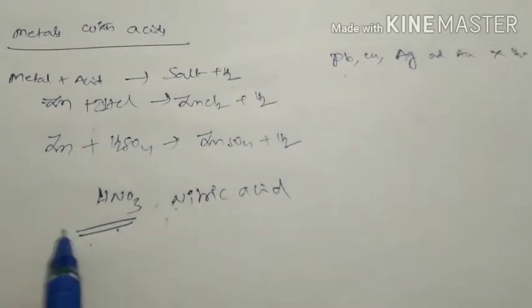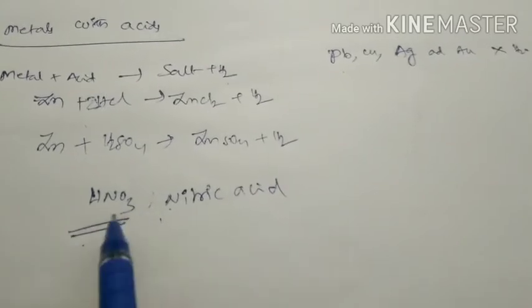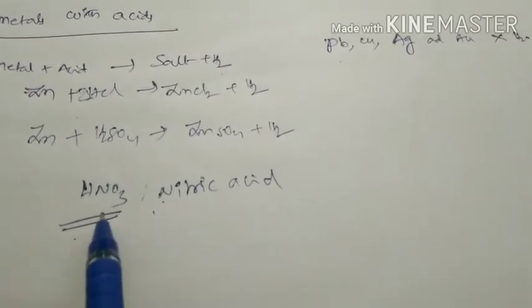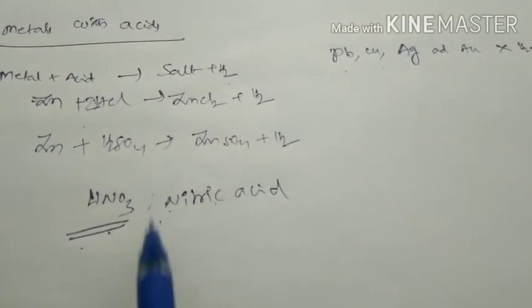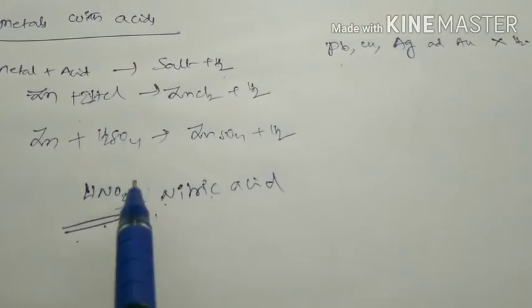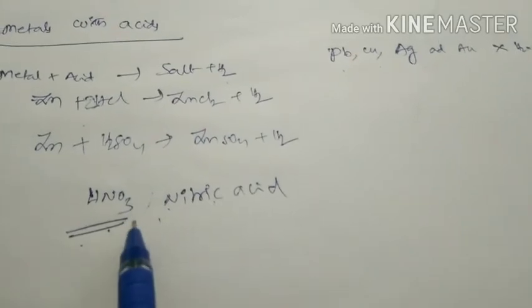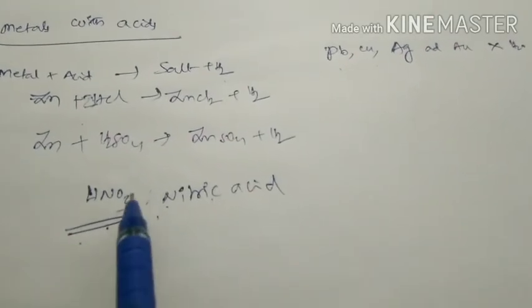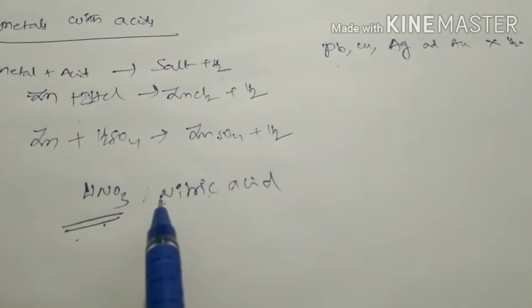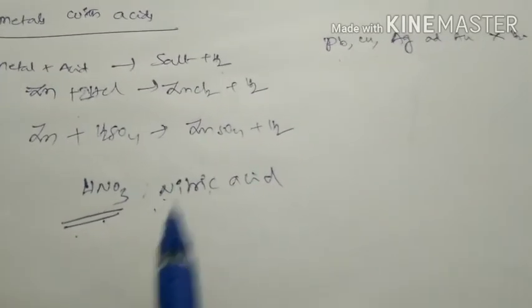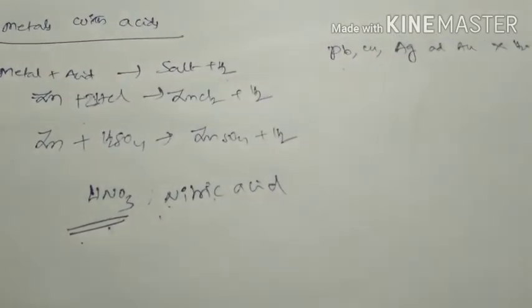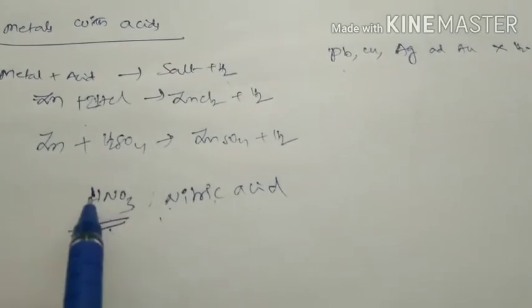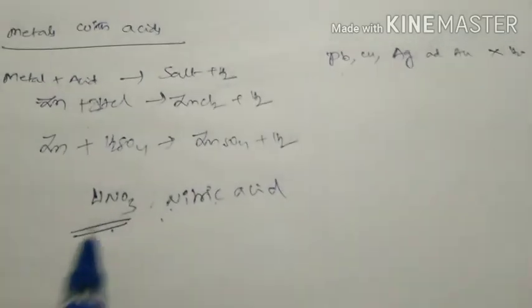I repeat once again, HNO3 is nitric acid, that means it is an acid. When any metal reacts with this, the metal releases water instead of hydrogen, because it has a strong oxidizing nature. In this, the NO3 minus ion itself reduces to NO2. Because of that reason, it cannot liberate hydrogen gas.